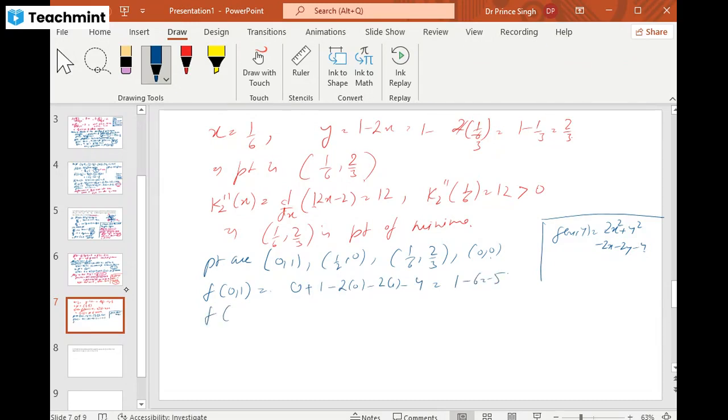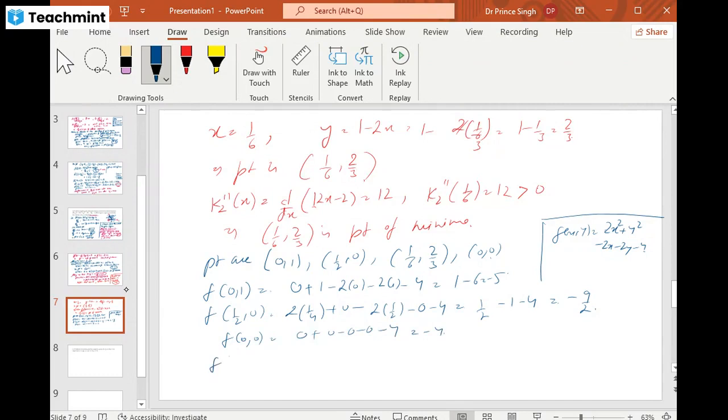And if we consider the value of the function at the point (1/2, 0), so this is 2 into 1/4 plus 0, minus 2 times 1/2 minus 0 minus 4. So 1/2 minus 1 minus 4, which is minus 9/2. And if I consider f(0, 0), its value is 0 plus 0 minus 0 minus 0 minus 4. Its value is minus 4.